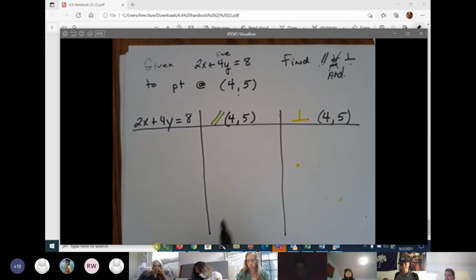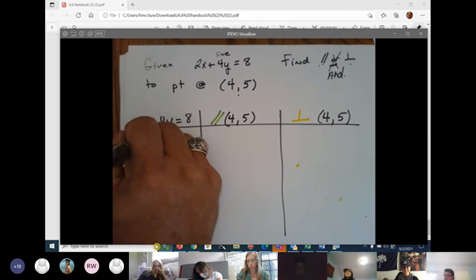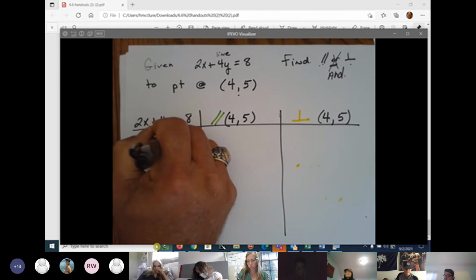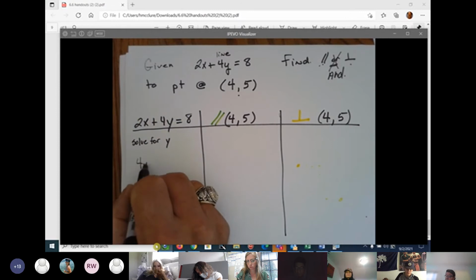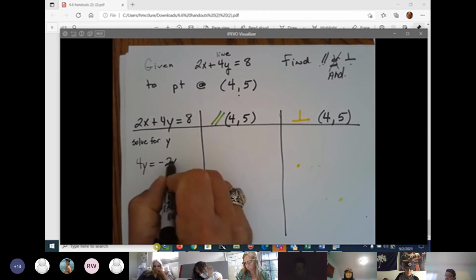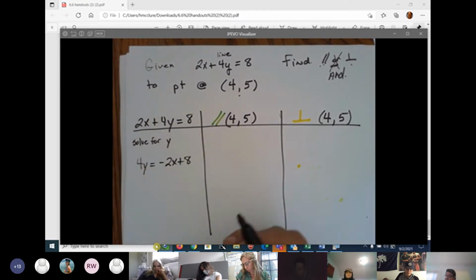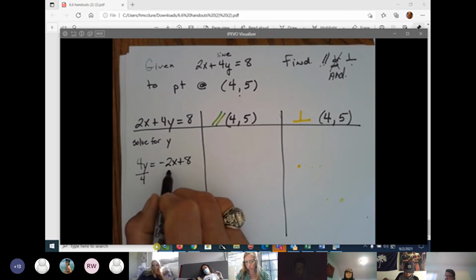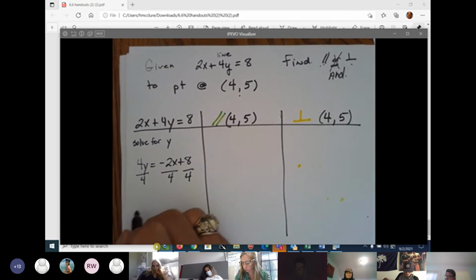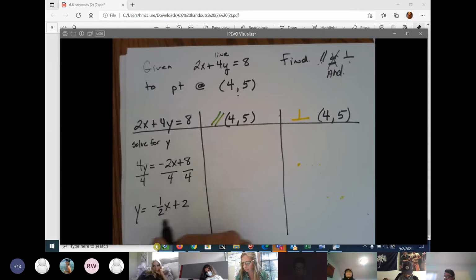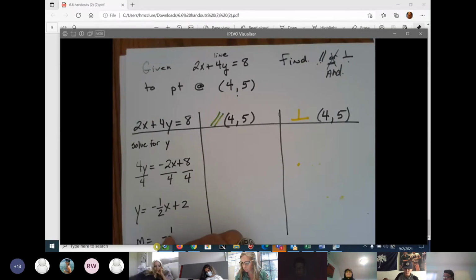Now, the first thing you do is solve for y. So 4y is equal to negative 2x plus 8. Divide by 4. Y is equal to negative 1/2 x plus 2. And m is equal to negative 1/2.